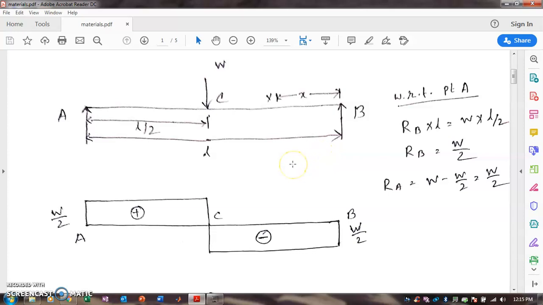Now what will be the shear force diagram at first? The same procedure, we are starting from point B. So now X is a variable point. It is at a distance X from point B.